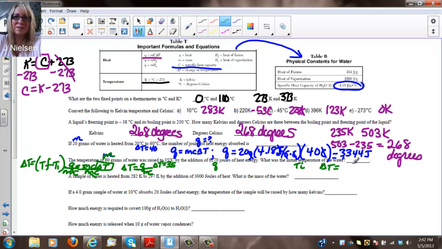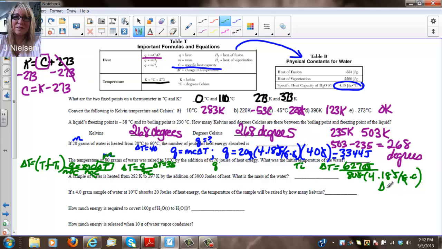My Q is 6270 joules divided by my mass, which is 80 grams, and my C, which is my constant, 4.18 joules per gram Celsius. Notice joules cancel, grams cancel. I'm left with Celsius, which is a good thing because I'm finding delta T. So 6270 divided by 80 times 4.18, and I get 18.75. That's not my answer.